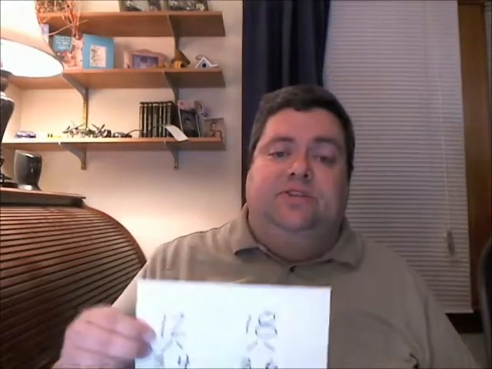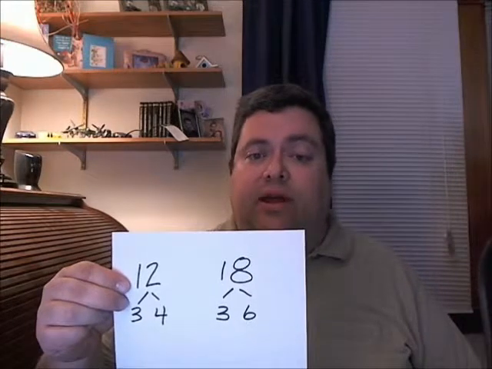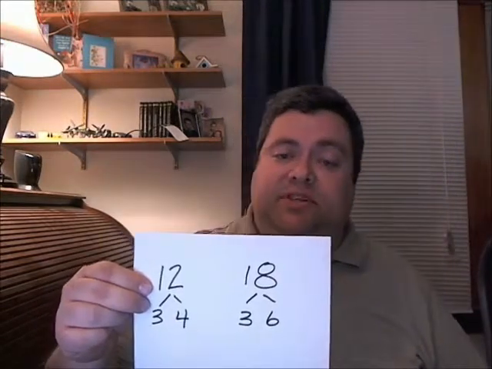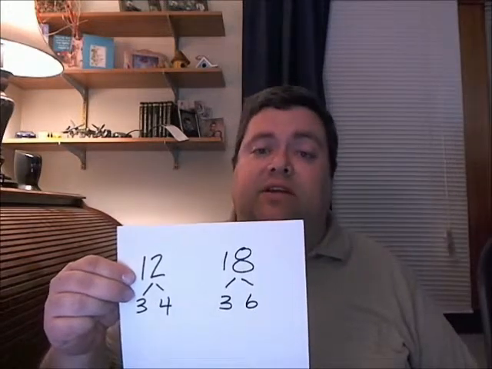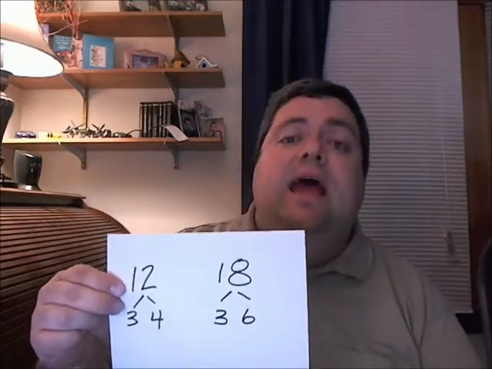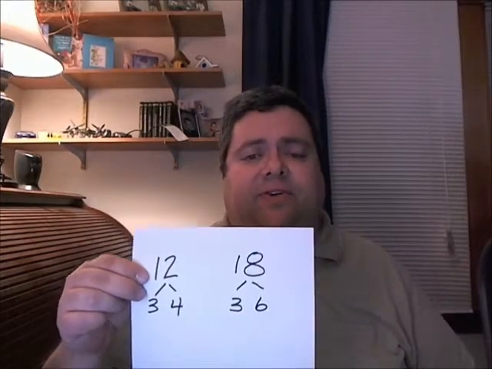All right, welcome back again. Did you find two factors for each of them? Now, I do want to point out mine may not be the same as yours, and that is okay. For 12, I decided to go with 3 times 4, and with 18, I decided to go with 3 times 6. Now, for 12, you may have chosen 2 times 6, and for 18, you may have chosen 2 times 9. And that's okay, because in the end, we should still end up with the same prime factors.